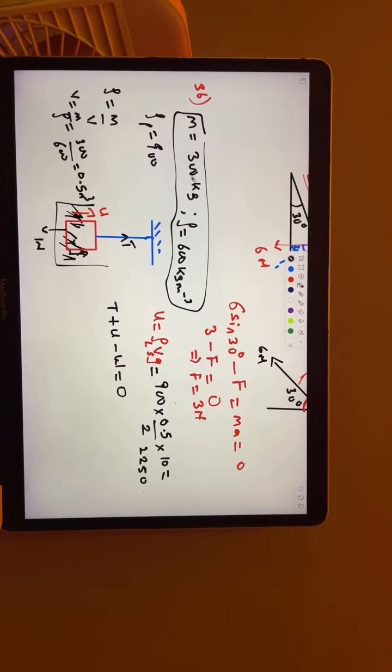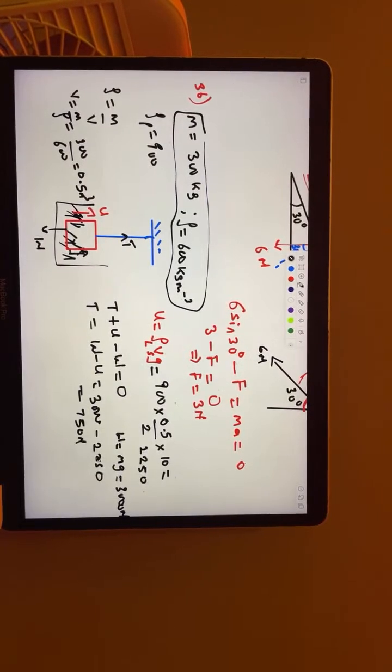2250. And the weight of the object is also easy to get. We have the mass. So the weight of the object is mg, which will be 300, so 3000 newtons, like that. So let's substitute everything inside. So that means that from here, T will be W minus U, like that, which will be what? 3000 minus 2250. I guess that should be 750 newtons. Yeah, so that is that, and that solves the problem.